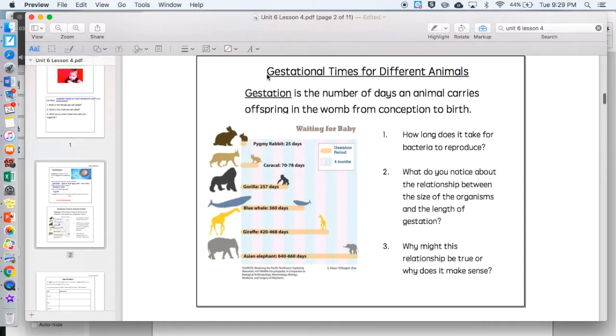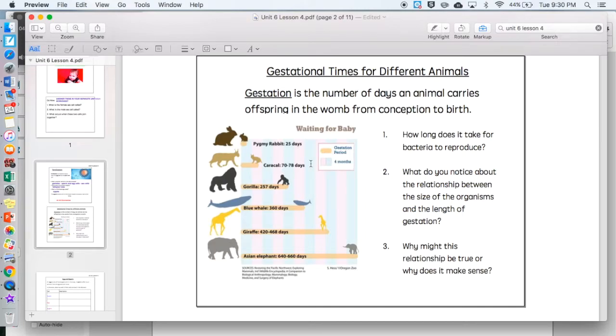Take a moment to think through what you think gestational might mean. So look at this slide for a moment. Gestational times for different animals. Oh, spoiler alert, there it is. Gestation is the number of days an animal carries offspring in the womb from conception to birth.